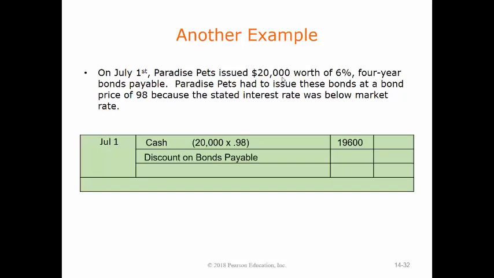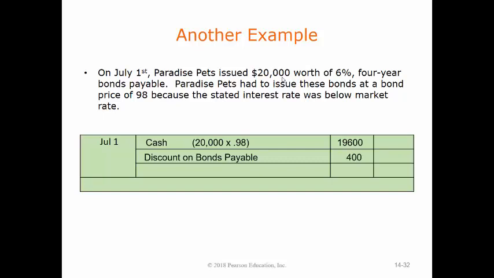Well, we are issuing at a price below the face value, which means we have a discount that needs to go on the books, and it's the difference between the face value of the bond and the actual amount of cash we're about to receive. The face value of the bond is $20,000. We're receiving $19,600 in cash, so our discount is $400.